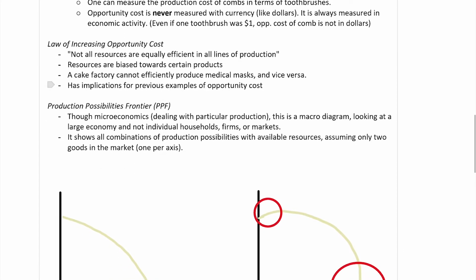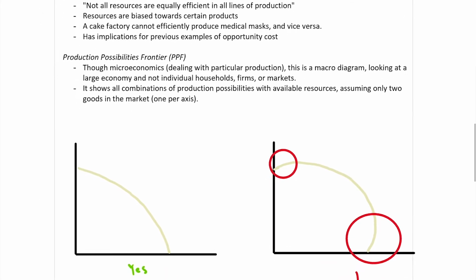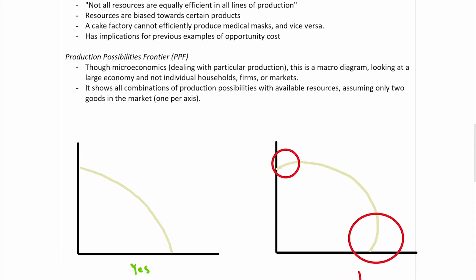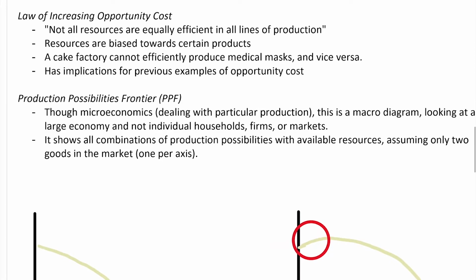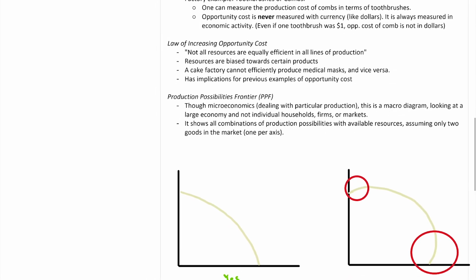So there's a law of increasing opportunity costs, which states that not all resources are equally efficient in all lines of production, which means resources are biased towards certain products. So a cake factory can't efficiently produce medical masks and vice versa. Now, this has implications for opportunity costs. As we can see previously, the resources for hair combs are different from the resources for toothbrushes, so it is hard to convert toothbrush plastic into hair comb plastic. So that is what is meant by the fact that resources favor a particular good.